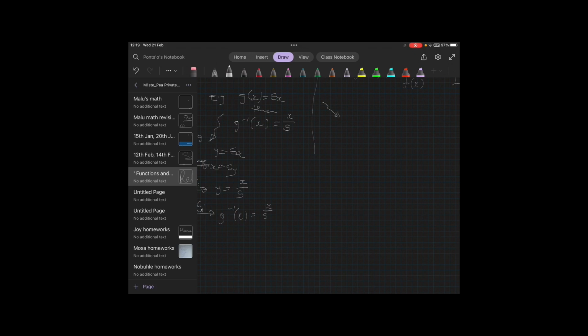However, with regard to this one here, if g of x is 5x, then the reciprocal is 1 over g of x, which is 1 over 5x. So far, so good. Alright.